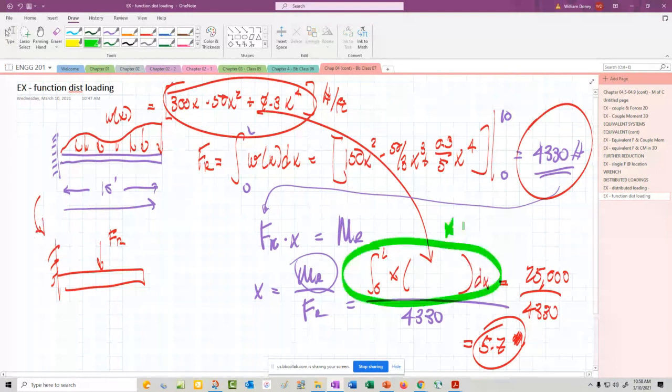This is really just x times Fr, right? Fr is this. If we integrate it, x is that distance. So we just put an x in there, dx. We can solve for the moment due to that loading and divide by the resultant force, and we can get the distance for that force.